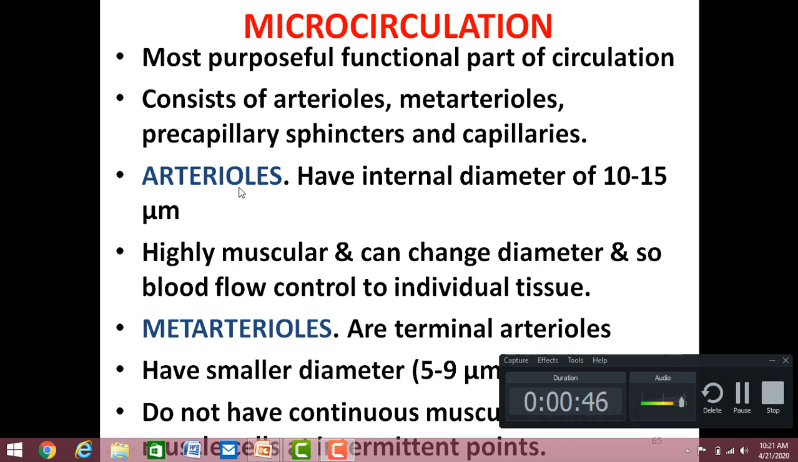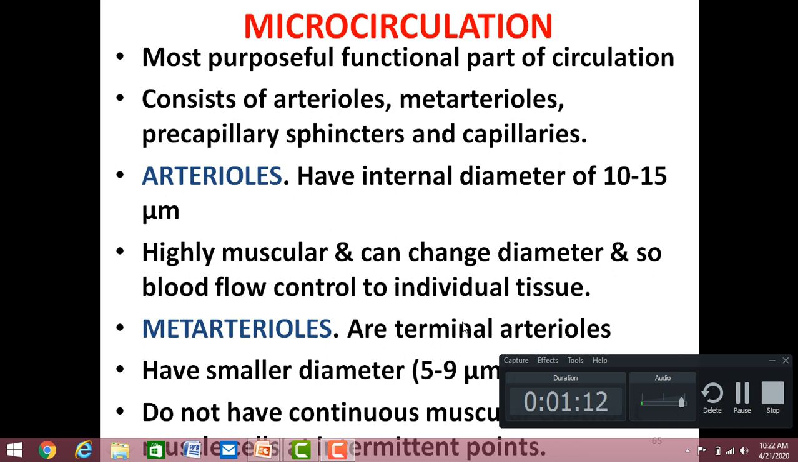Now arterioles have an internal diameter of about 10 to 15 micrometer, they are highly muscular portions, and because of the presence of smooth muscles, they can change the diameter of the vessels, and so that will result in a change in the blood flow depending upon the needs of the individual tissues.